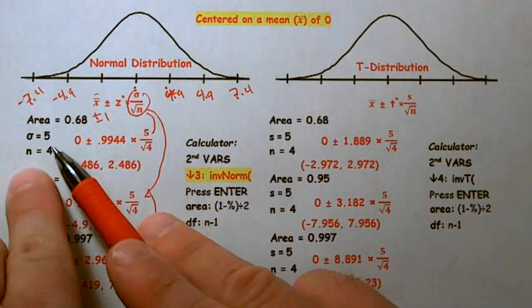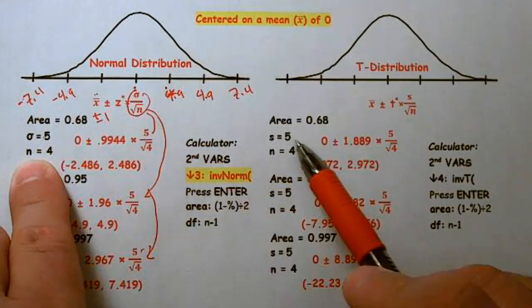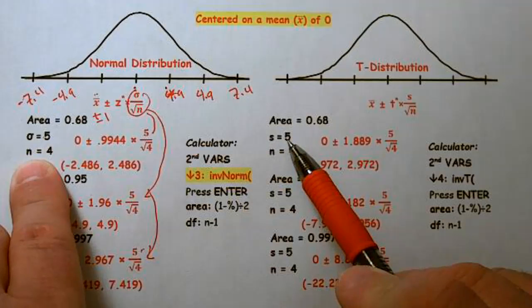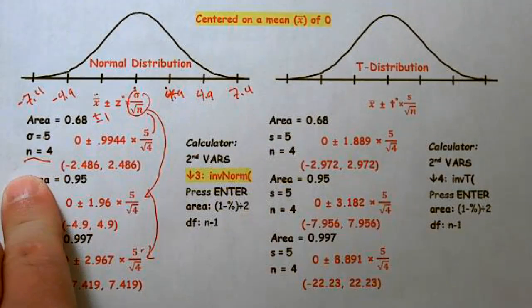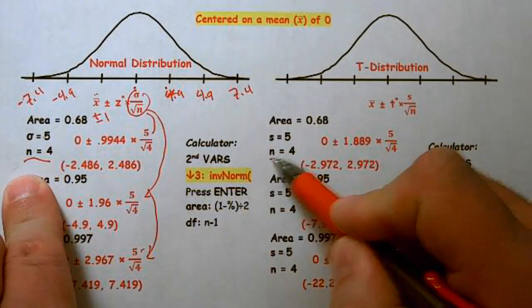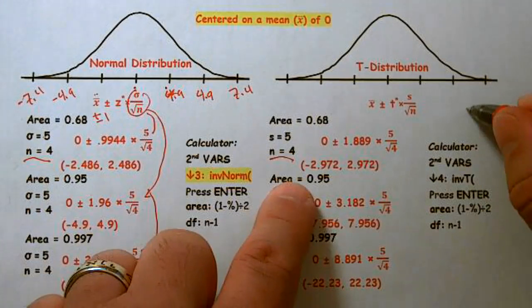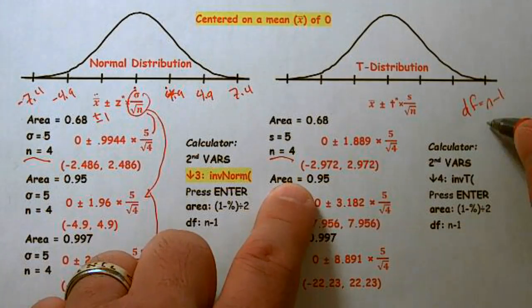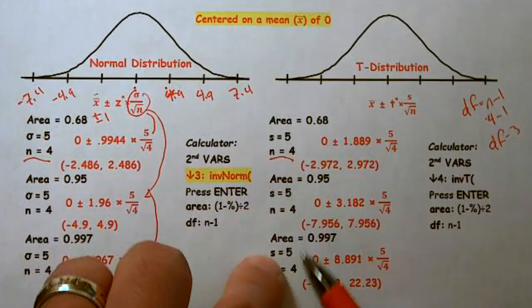So here we were working with a population standard deviation of 5. Here we're going to work with the sample standard deviation of 5. This had a sample of size 4. This also has a sample size 4. So in this case, we're talking about degrees of freedom. Remember, degrees of freedom, as I said earlier, is just the sample size minus 1. So 4 minus 1, degrees of freedom in this case is 3. And just to be consistent, I did that all the way down.